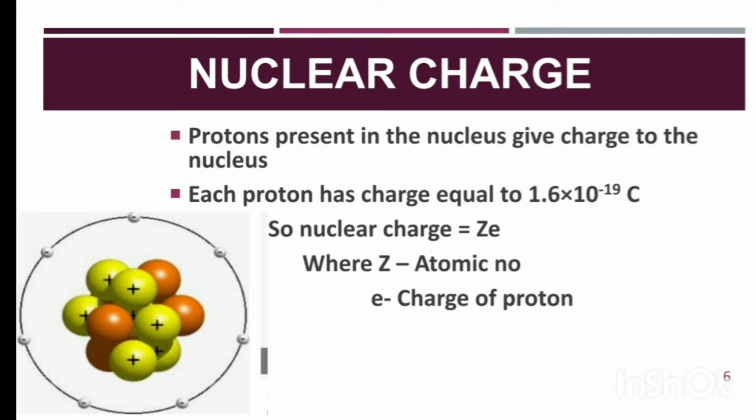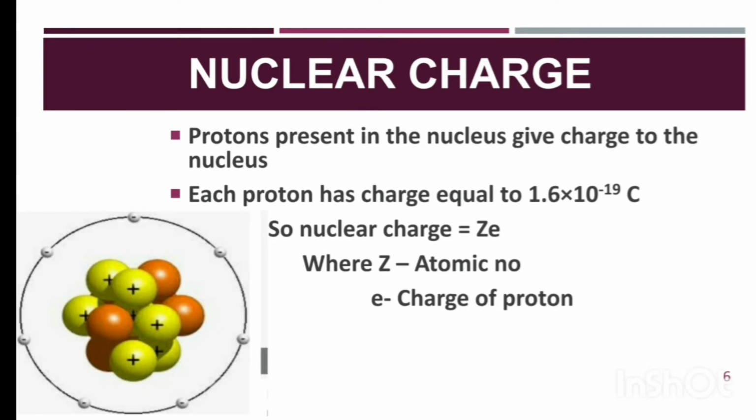Charge of an electron, we know, is negative 1.6 into 10 power minus 19 coulomb. The charge of a proton has the same magnitude, that is 1.6 into 10 power minus 19 coulomb. Total number of protons in an atom is equal to the atomic number, and atomic number is represented by Z, and charge of each proton is positive e, that is positive 1.6 into 10 power minus 19 coulomb. So, the charge of nucleus is Ze.